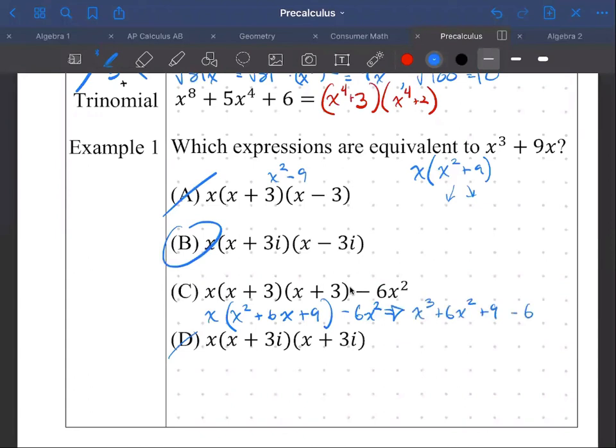And I saw that minus 6x squared that I have to deal with. And notice that the 6x squareds are going to cancel each other out. 6x squared and 6x squared is gone. And I'm left with, oh, I messed up, didn't I? I should have had a 9x. I forgot to distribute our x into the 9 to get a 9x there. And I'm left with x to the power of 3 plus 9x right here, which is exactly the expression that I started with. The correct answer is B and C.